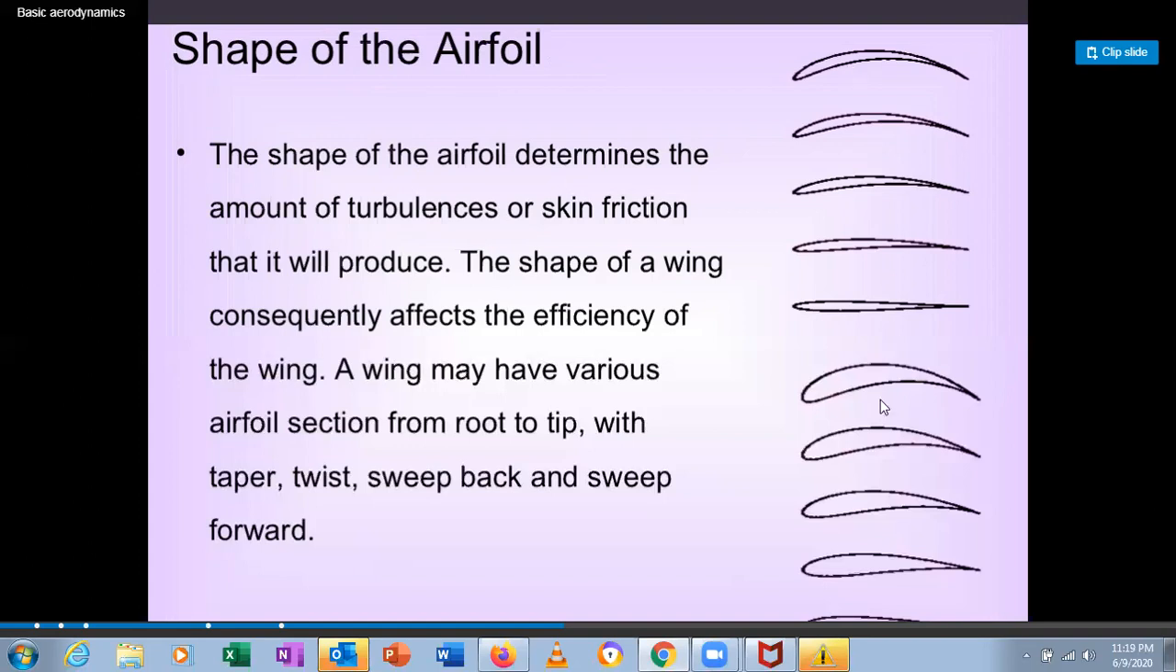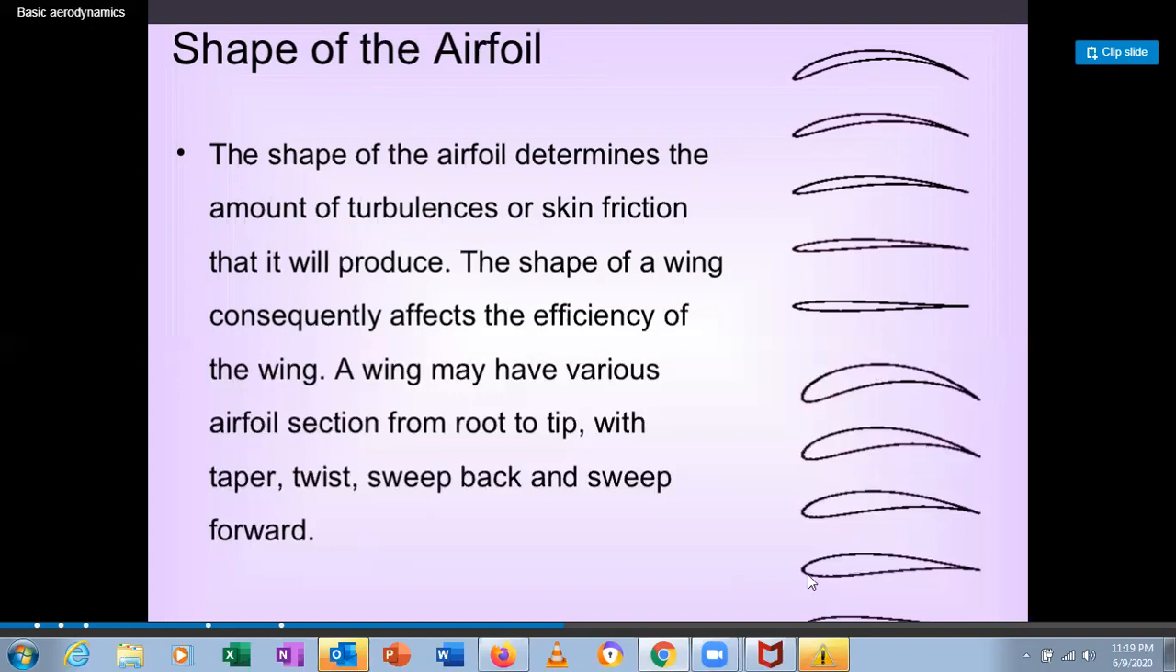We can see the thicker airfoils are symmetric airfoils, mainly used for subsonic aircraft and civil aircraft. Here we can see a curved portion; this is called camber. At zero angle of attack, a cambered airfoil also produces lift.